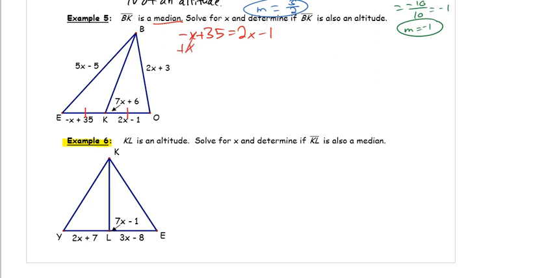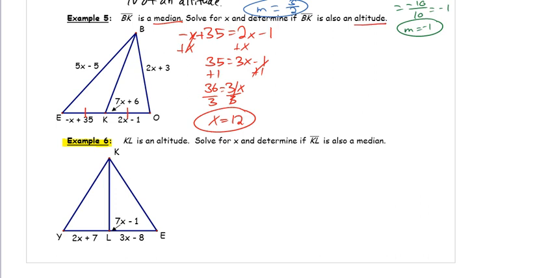So let's go ahead and add x. Add 1 back. And divide. Okay, so x is 12. Now determine if BK is also an altitude. Another keyword there.